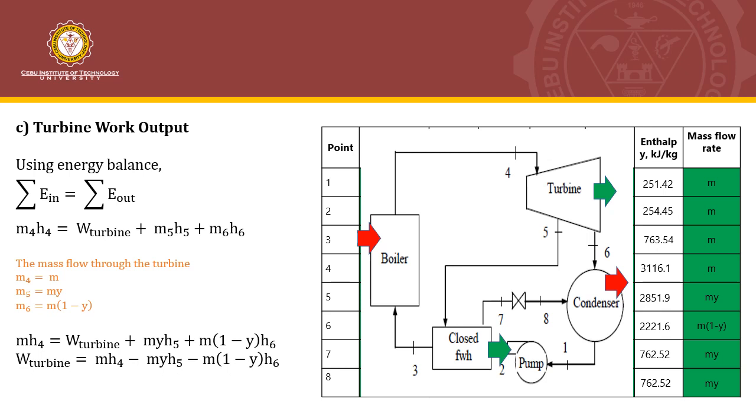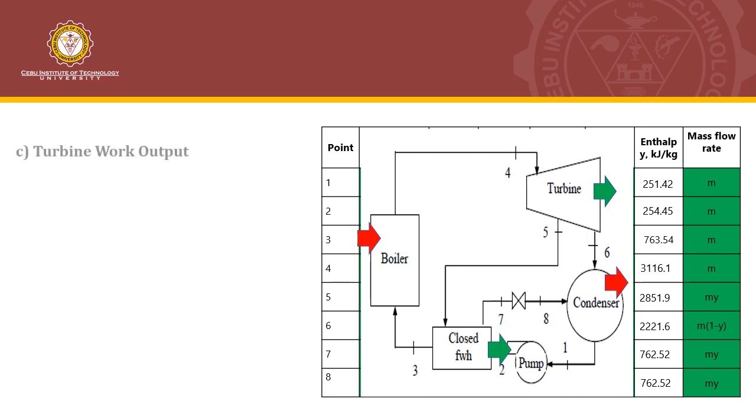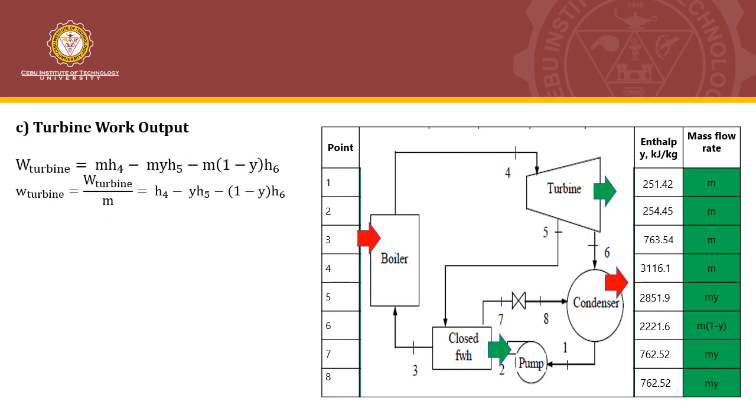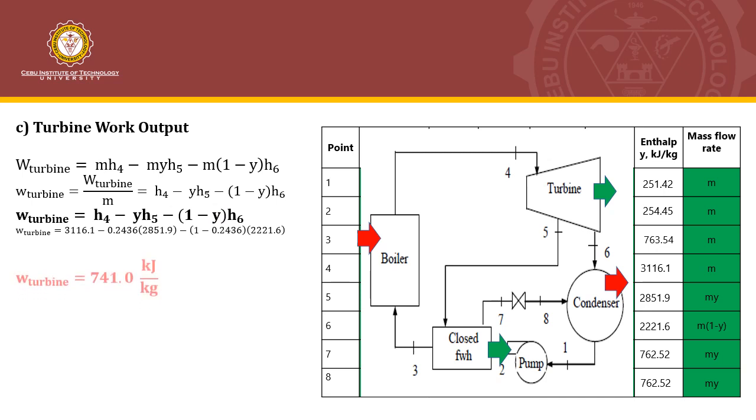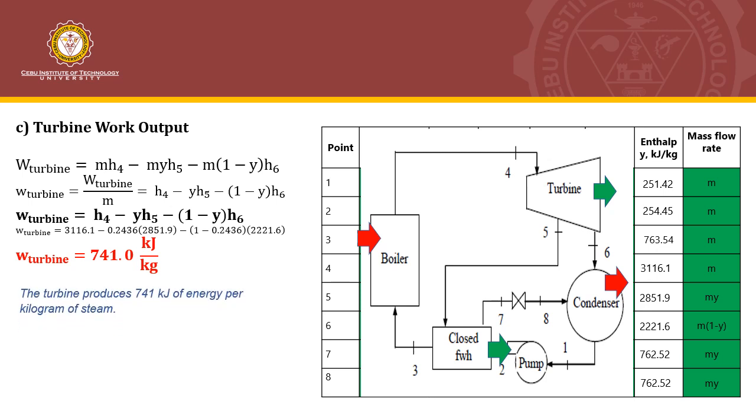Then we just rearrange so that we can obtain the expression representing the work of the turbine. We just divide everything by M so that we can get this equivalent in terms of enthalpies only. So the work of the turbine is H4 minus Y H5 minus (1 minus Y) multiplied by H6. Substituting the values of H4, H5, and H6 as well as the value of Y that we calculated earlier, we can get the turbine work output as 741. So the turbine produces 741 kilojoules of energy per kilogram of steam.